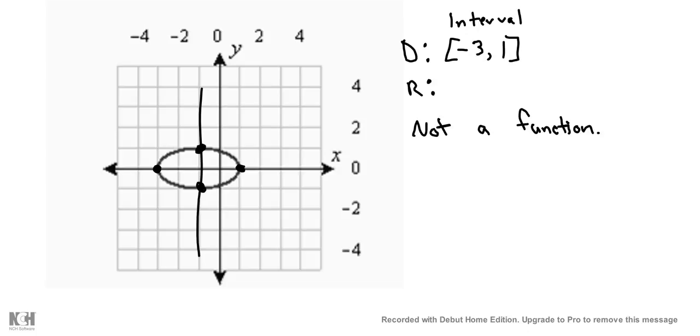The range is all possible y values, and I always go from bottom to top. So my lowest y is right here. The y value is -1 because it's down 1 from the middle. The biggest y is all the way up top, which is +1 as the y value. So my range runs from -1 to +1 and includes the endpoints.